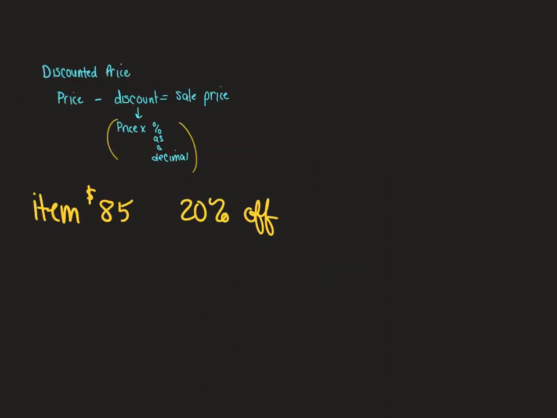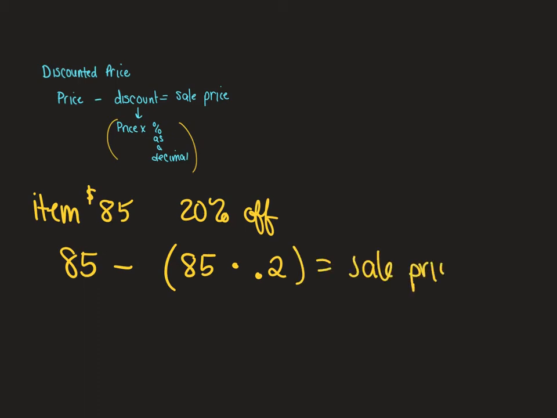Okay, let's say that the item was $85 and it was 20% off. I'm going to do $85 minus a little mini math problem here, 85 times 0.20 or 0.2. Most people just write 0.2. And that will give us our sale price, our new price, our lower price. So 85 times 0.2 ends up being 17. There wasn't any change, so I didn't have to round.